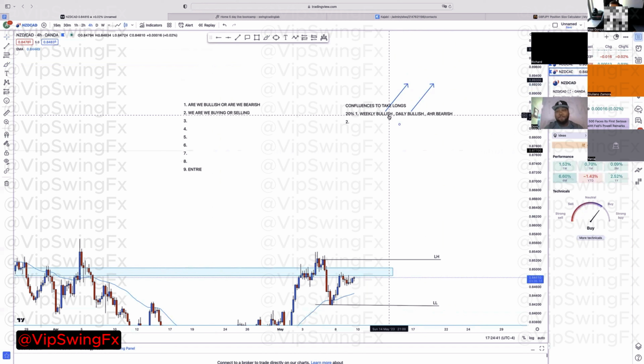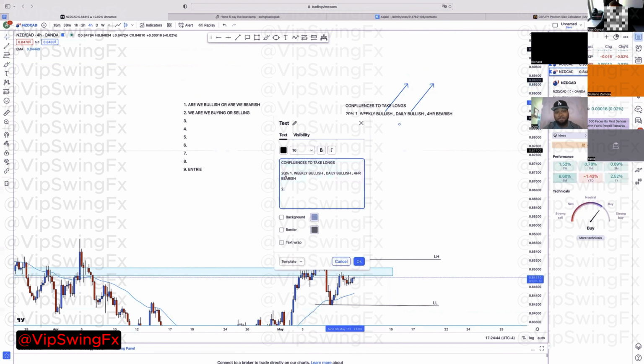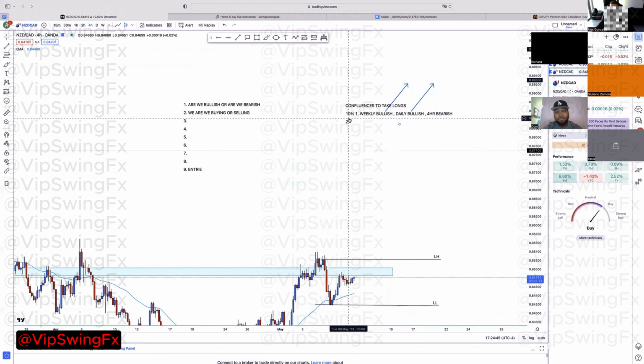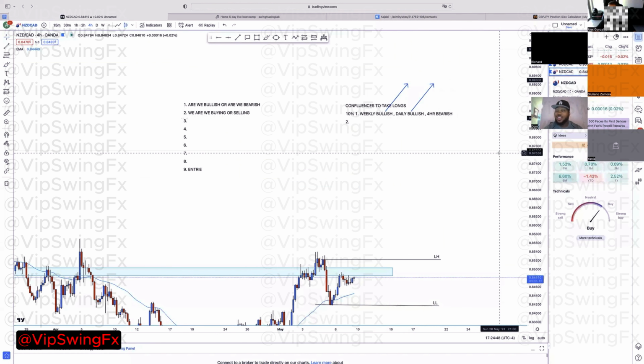Because if you're going to sell, just understand you only have a 10% confluence to take your trade. You get what I mean? If you guys are with me so far, type 1. If not, type 2. I just want to make sure you guys understand. Because I could get on here and talk all day, but if you guys don't understand me, then it's a waste of time.